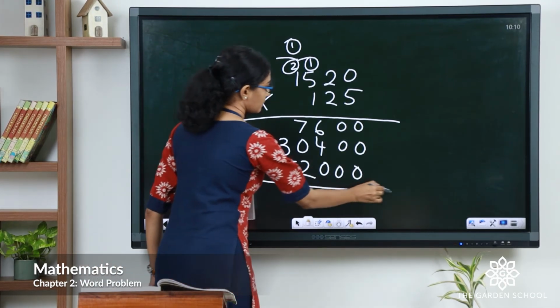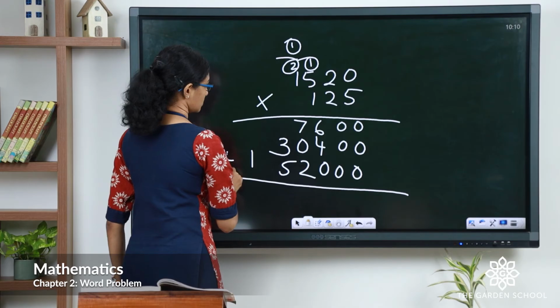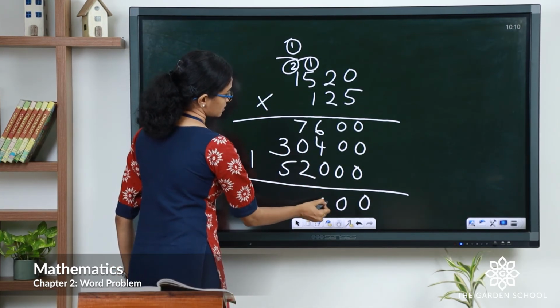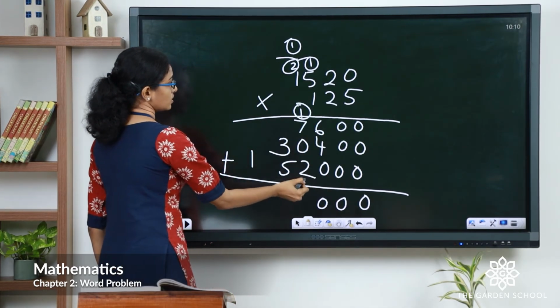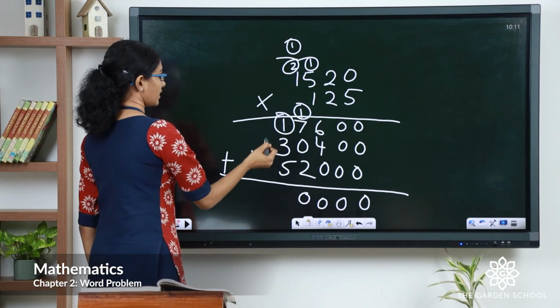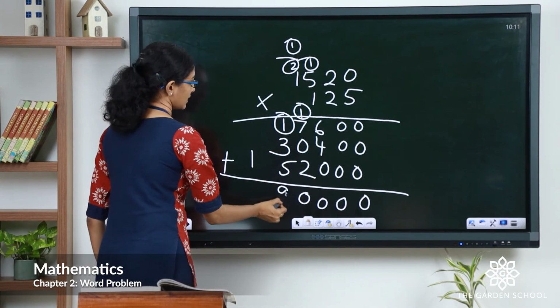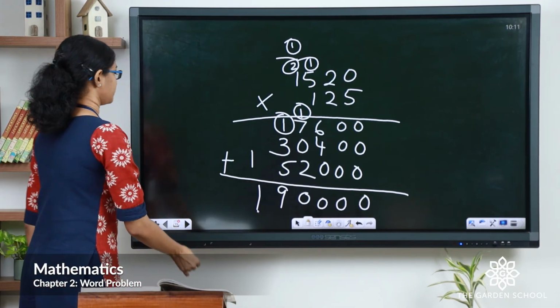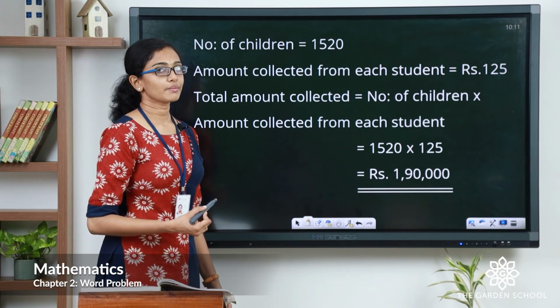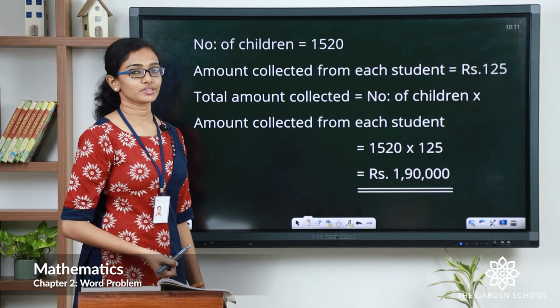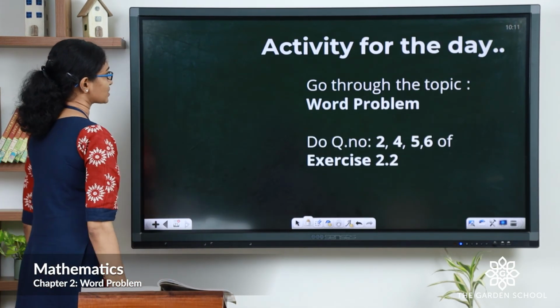Now let's add the three products. That gives you 0, 0. Here it is 10. Carry over 1. 2 plus 7, 9. Plus 1 is 10. Carry over 1. 5 plus 3, 8. Plus 1, 9. And 1. So the total amount collected will be equal to rupees 1,90,000. So I hope this was clear to you.